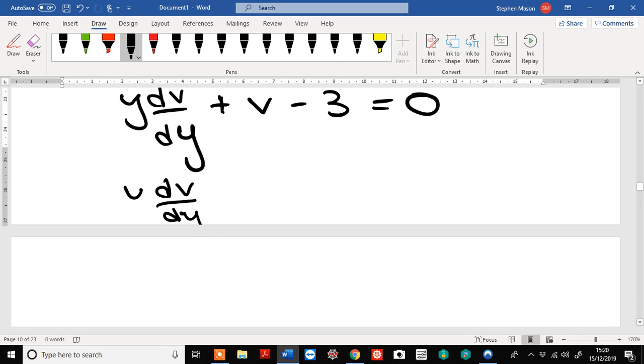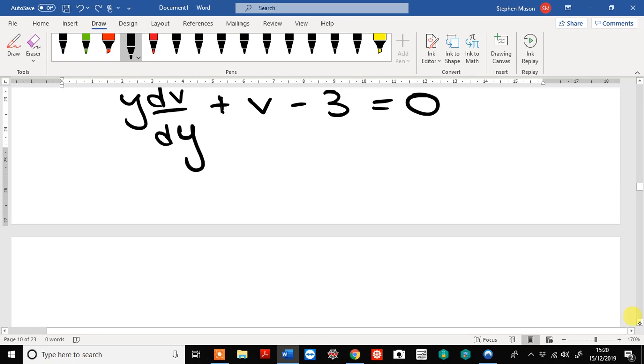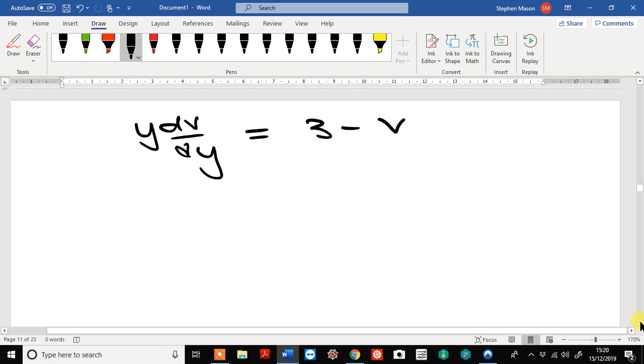Yeah, let's write it on the next part of the page. Okay, so we've got y dv by dy equal to 3 minus v on the other side. So we've subtracted v from both sides and added 3 to both sides to get 3 minus v on the right hand side there. So this is hopefully not too difficult to solve.